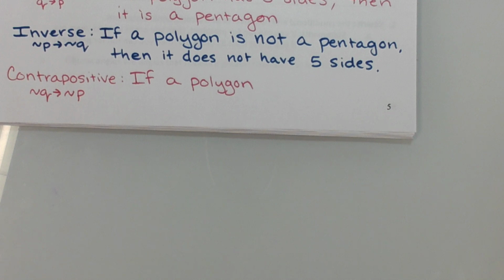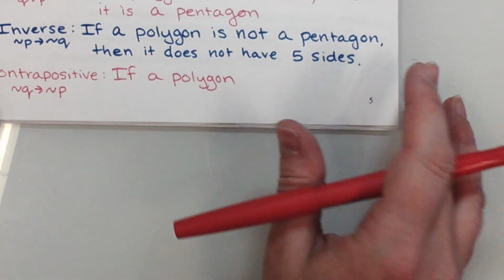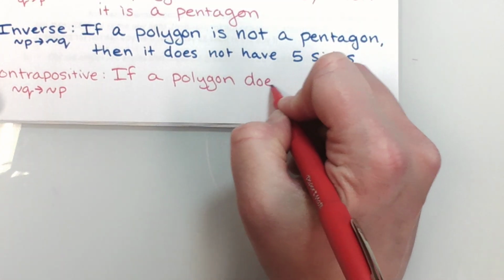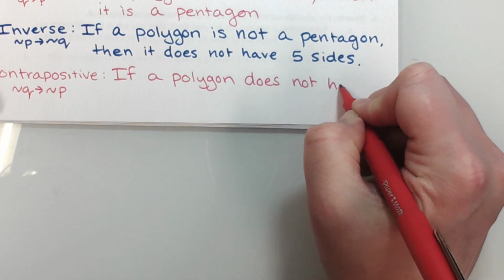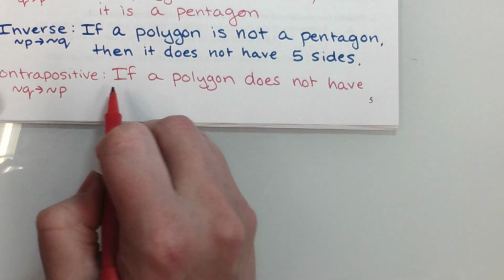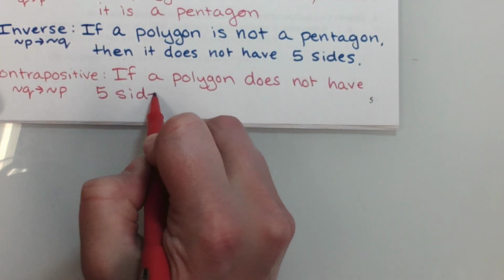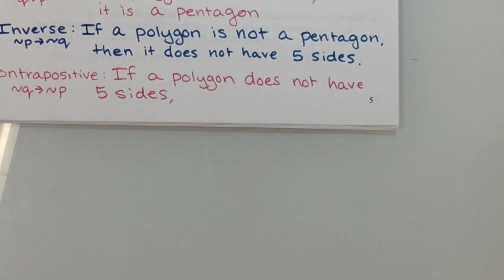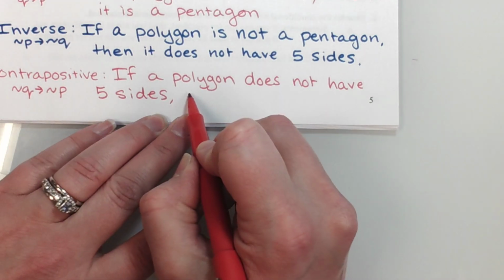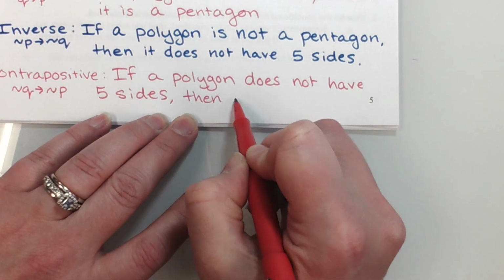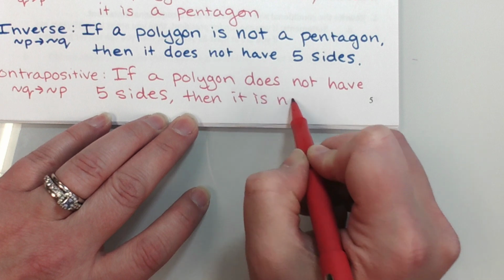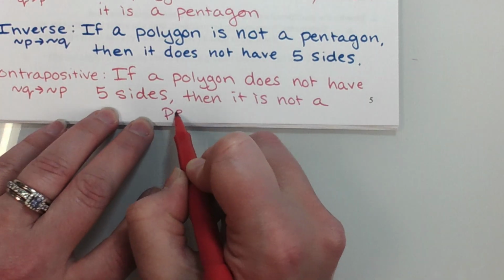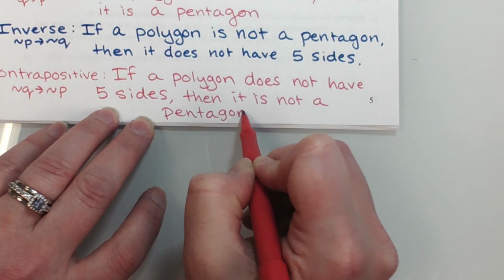Max, if a polygon, what for the contrapositive? Does not have 5 sides. No, can you finish it off for us? Then it is not a pentagon. Good.